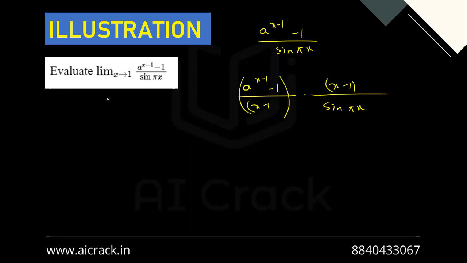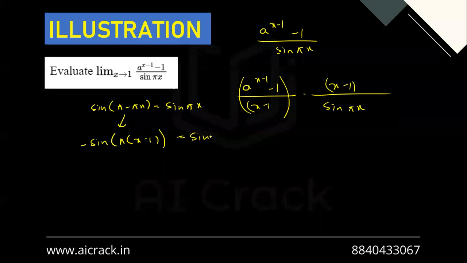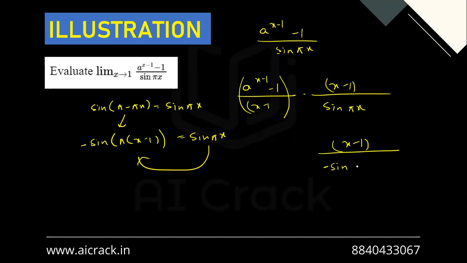Now with the help of allied angle concepts, I know that sin(π - πx) equals sin(πx). Basically sin(π - θ) is sin θ, right? Now I can write this as minus sin(π(x-1)). I just shifted the sign and took the minus sign over here. That is also sin(πx), right? So I'll write this as (x-1) divided by minus sin(π(x-1)).